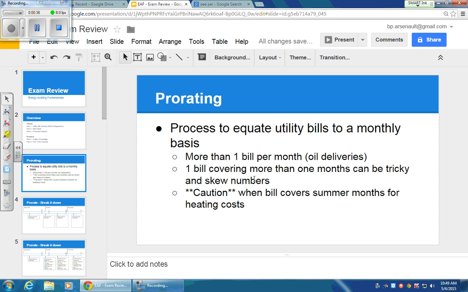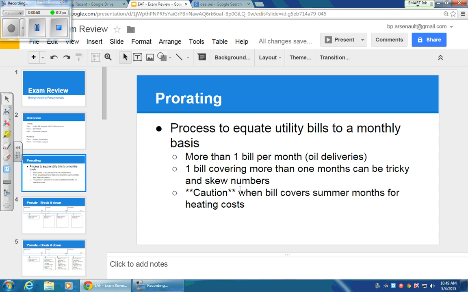Getting right into the prorating of utility bills. So that's the process to equate utility bills to a monthly basis. Sometimes there can be more than one bill per month. If one bill covers more than one month, this can be tricky and can skew the numbers, especially if that bill covers the summer months. So ideally this is for electrical.